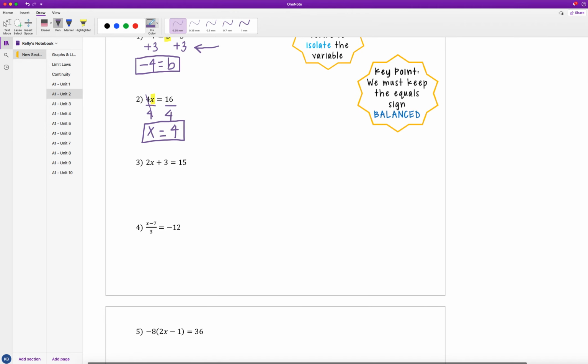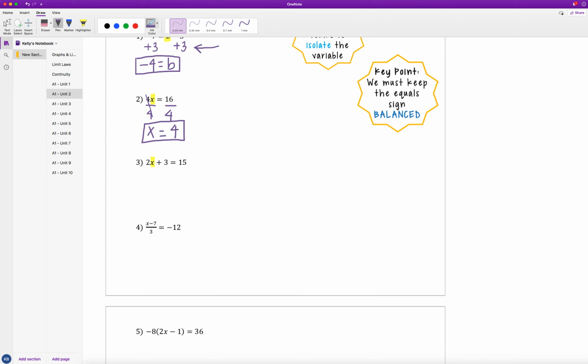In example 3, it says 2x plus 3 equals 15. In our first two examples, we only had to do one thing to get the variable by itself. Now in our third example, I have two things standing in the way of getting x by itself. I have the 2 that it's being multiplied by, and I have the 3 that's being added. And I want to isolate this x.